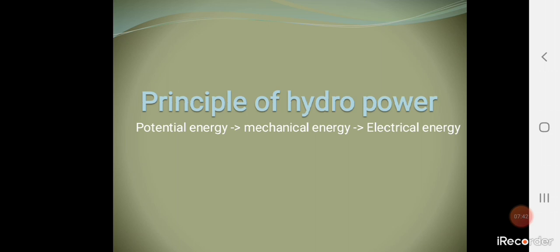Now, what is the principle of hydropower? The potential energy of stored water is converted into mechanical energy using hydraulic turbines, which is then used to run the electrical generator, converting it into electrical energy. This is the basic principle of the hydroelectric power plant.